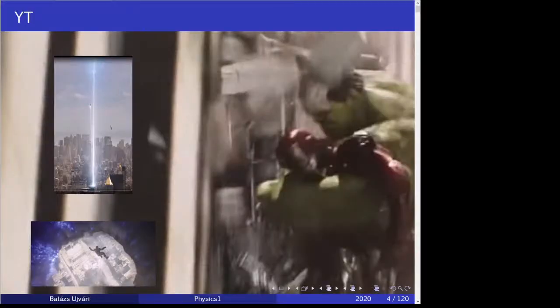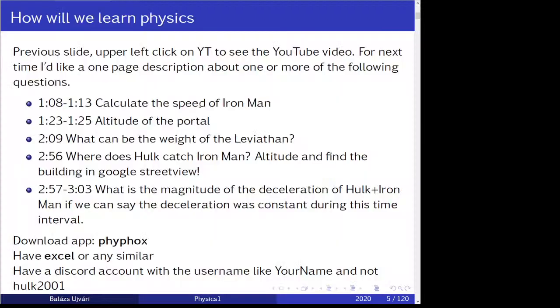What's your idea? How can we estimate the speed from this movie? I had several other questions, like calculate the speed of Iron Man, altitude of the portal, what can be the weight of Leviathan. From my other students, I got some nice ideas how to start with.